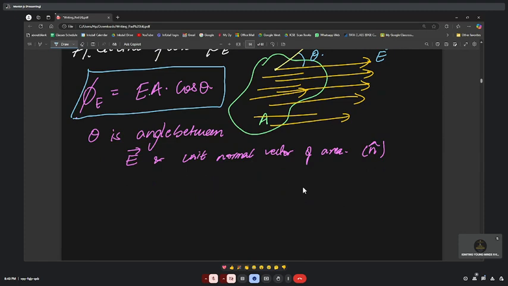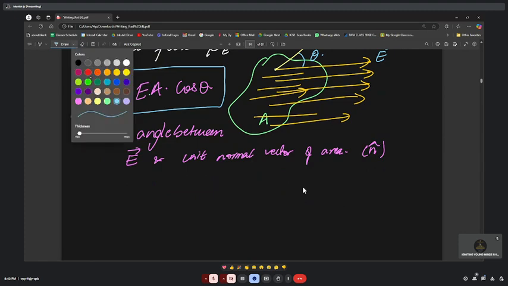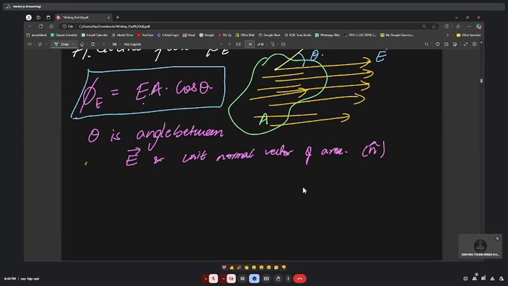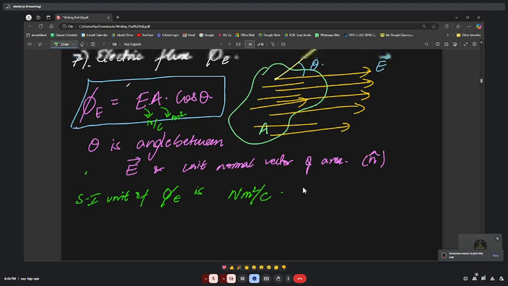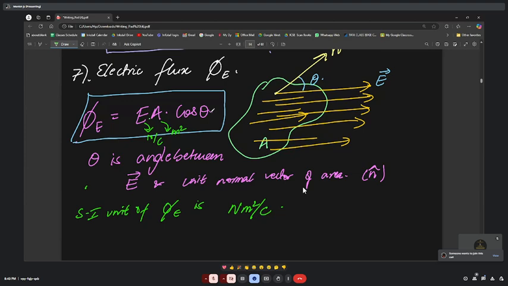Okay, and what will be the unit for electric flux? The SI unit is a combination of electric field and area. Electric field is Newton per Coulomb and area is in terms of meter squared, and hence the SI unit of electric flux is Newton meter square per Coulomb. Simple. So this is the concept of electric flux.